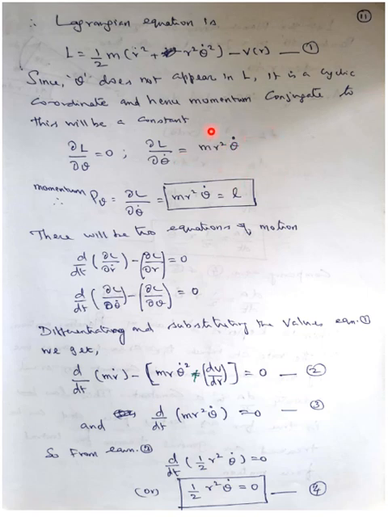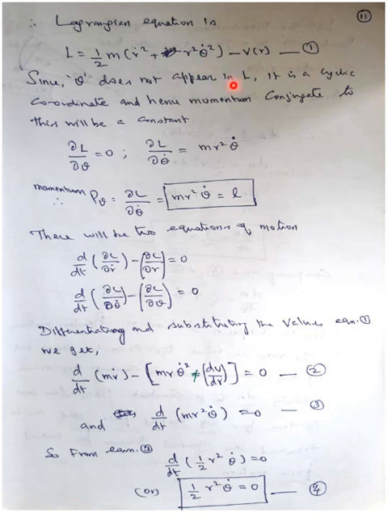Now, as in the previous case, there are two terms, ṙ and θ̇, and then r is there. Therefore, how can we write the Lagrangian equation? d/dt of ∂L/∂ṙ minus ∂L/∂r is equal to 0. This is one equation. Then d/dt of ∂L/∂θ̇ minus ∂L/∂θ is equal to 0. Therefore, two cases arise. These are all similar to what we studied earlier.